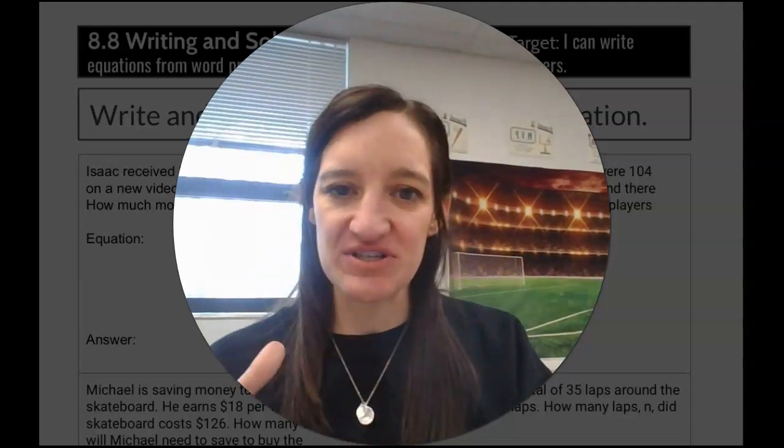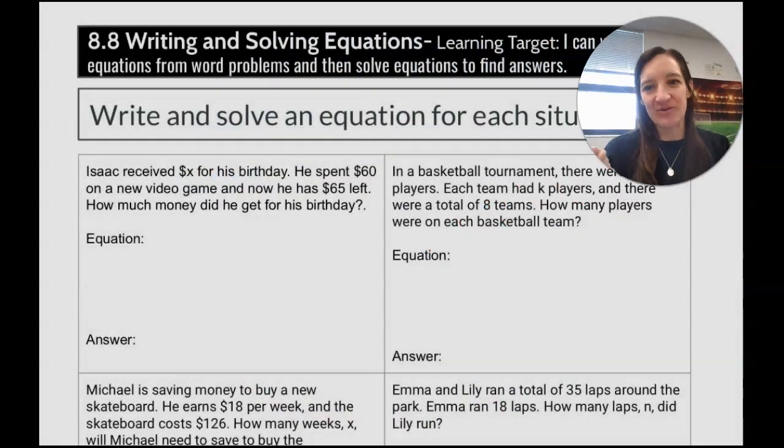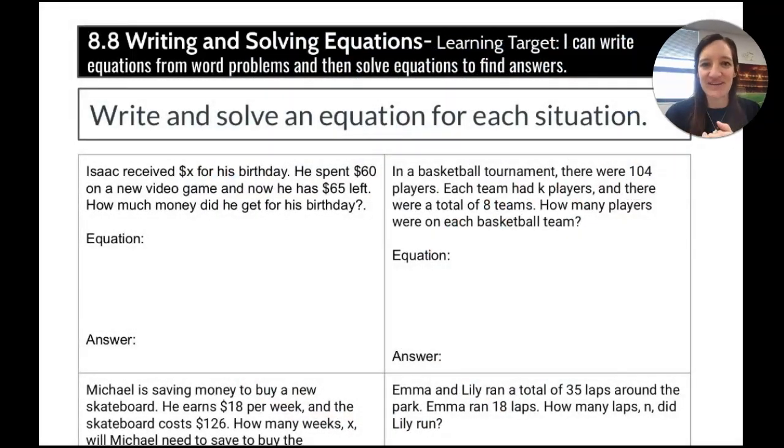Madsen lesson. Today we're going to be reading real life situations, writing an equation, and then solving that equation to get the answer. So let's get started. Isaac received X amount of dollars for his birthday. He spent $60 of it on a new video game and now he has $65 left. How much money did he get for his birthday?